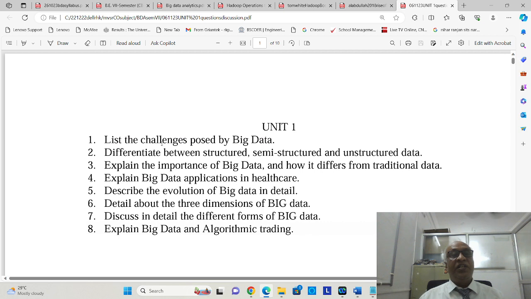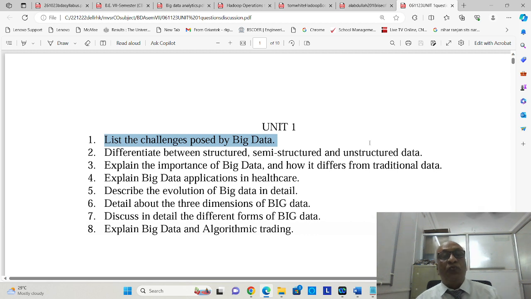The first one is challenges of big data. Second one is difference between structured, semi-structured and unstructured data. Third one is importance of big data. Fourth one is big data application in healthcare. Fifth one is evolution of big data. Sixth one is 3 dimensions of big data. Seventh one is forms of big data. Eighth one is big data and algorithmic trading. So we will continue our discussion with the first question from this question bank.